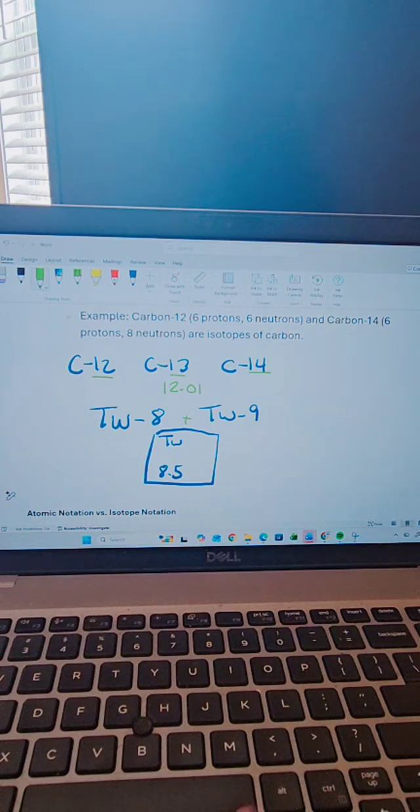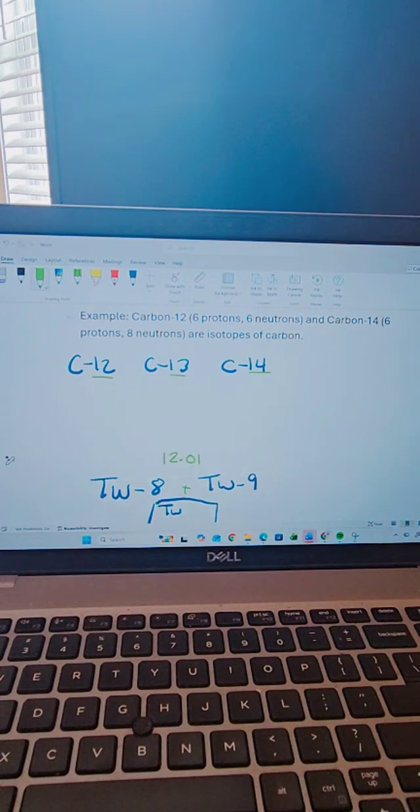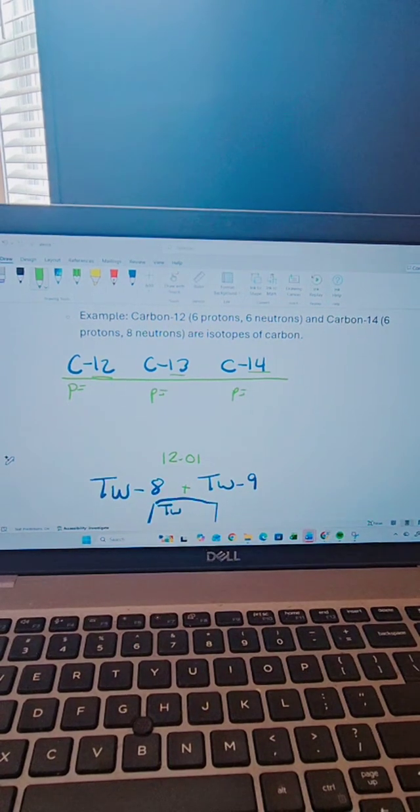Now, why am I bringing this up? Because when we look at the protons, they're all going to be the same, which is the atomic number. If we look at our periodic table for carbon, the atomic number for carbon is 6. So they're all going to have the same number of protons.